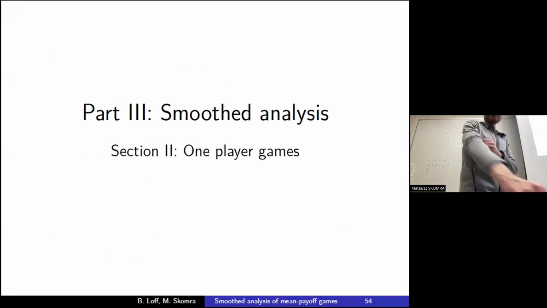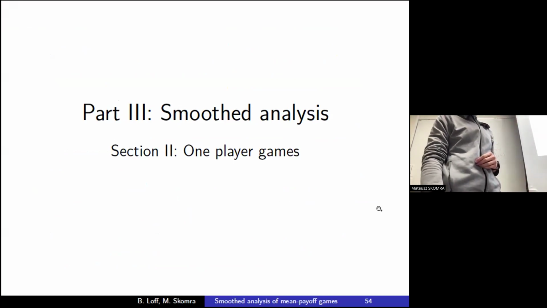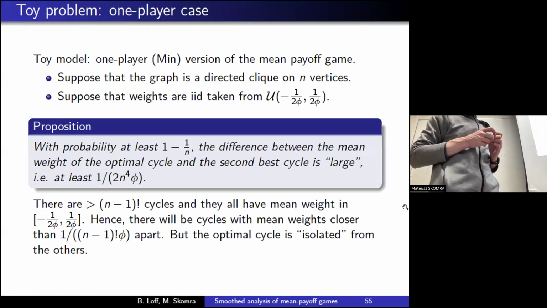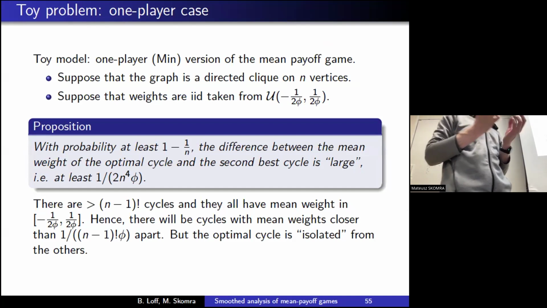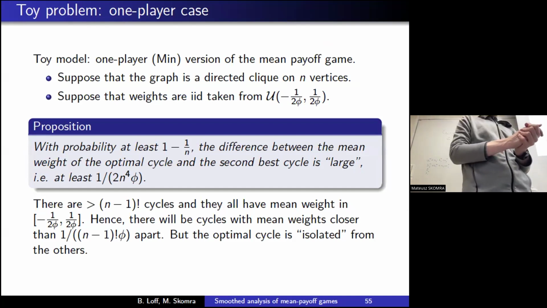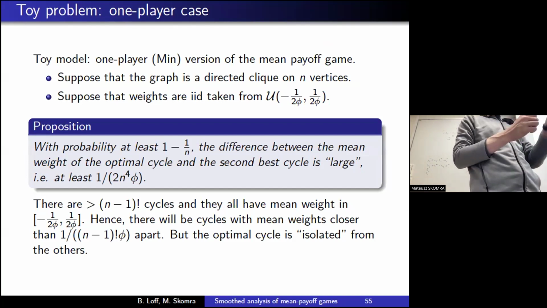Okay. So I just wanted to explain to you a little bit about the ideas of the proof. To start, we can think about the one player case. There is this idea that somehow started our thinking about this: what should happen in the one player case? You imagine a graph, a directed clique, and you want to find the cycle with maximal weight. And you pick the weights at random.